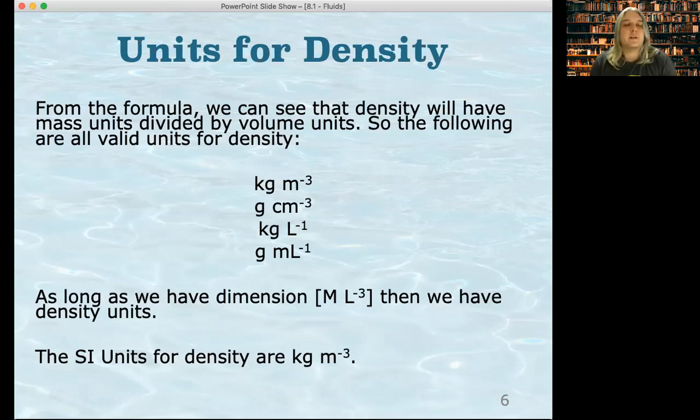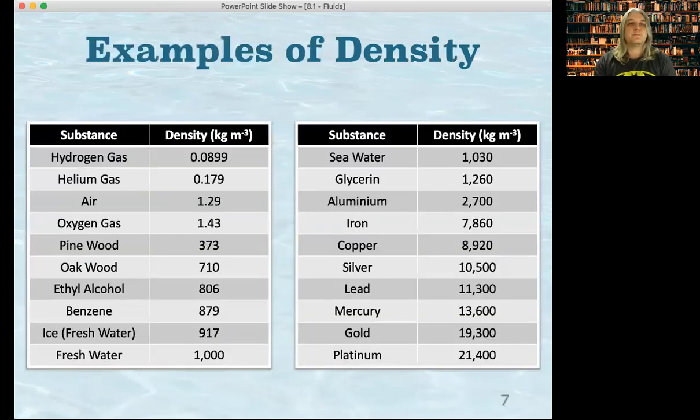And if you've studied dimensions, hopefully you've all covered that at some point, but with dimensions, the dimension is mass per length cubed, so M L to the minus 3. There's some examples here. There's a range of them. You can see hydrogen gas being the lowest, at a whole cubic meter.